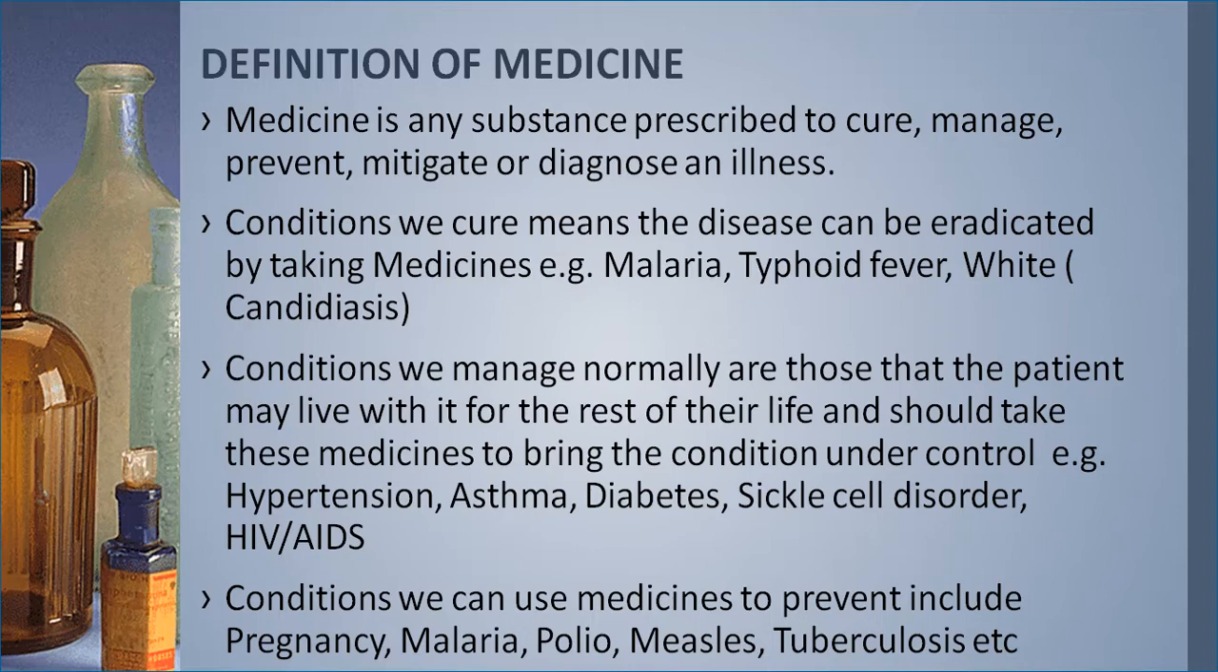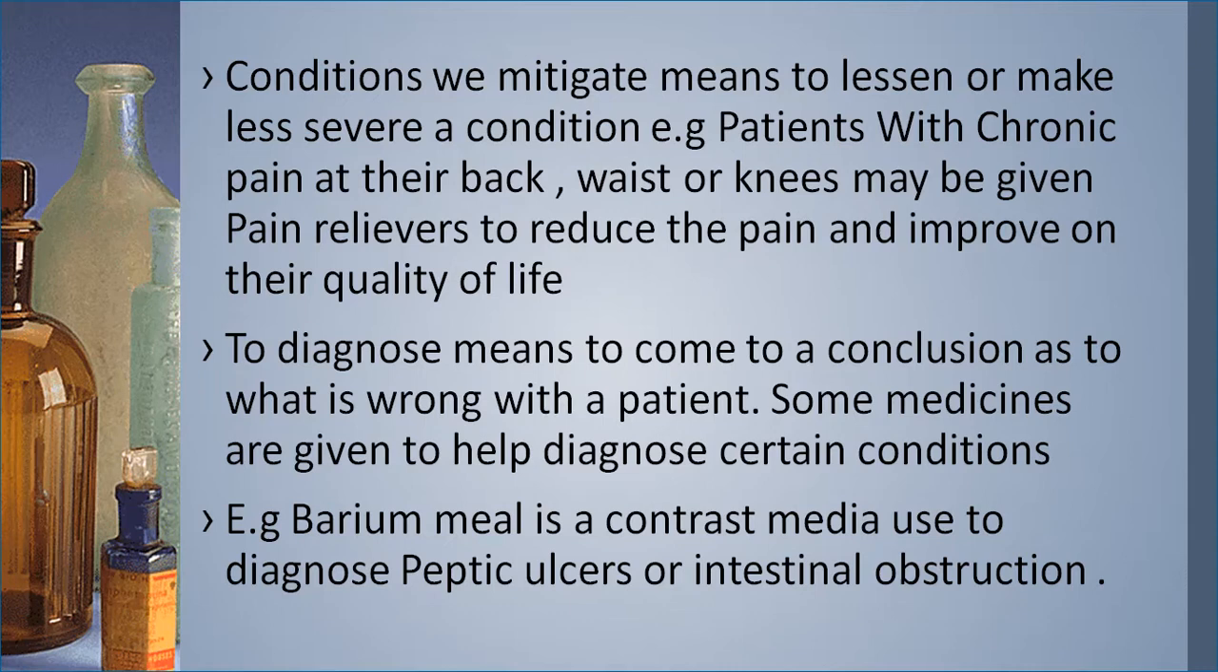Now, when it comes to conditions that can be mitigated, to mitigate something means to lessen the severity of the condition or to make it less severe. An example is a patient with chronic pain at their back, like back pain, waist pain, knee pain. Sometimes it can even be because of arthritis. We give them painkillers and medicine to reduce the pain and improve their quality of life. So you see, we are mitigating.